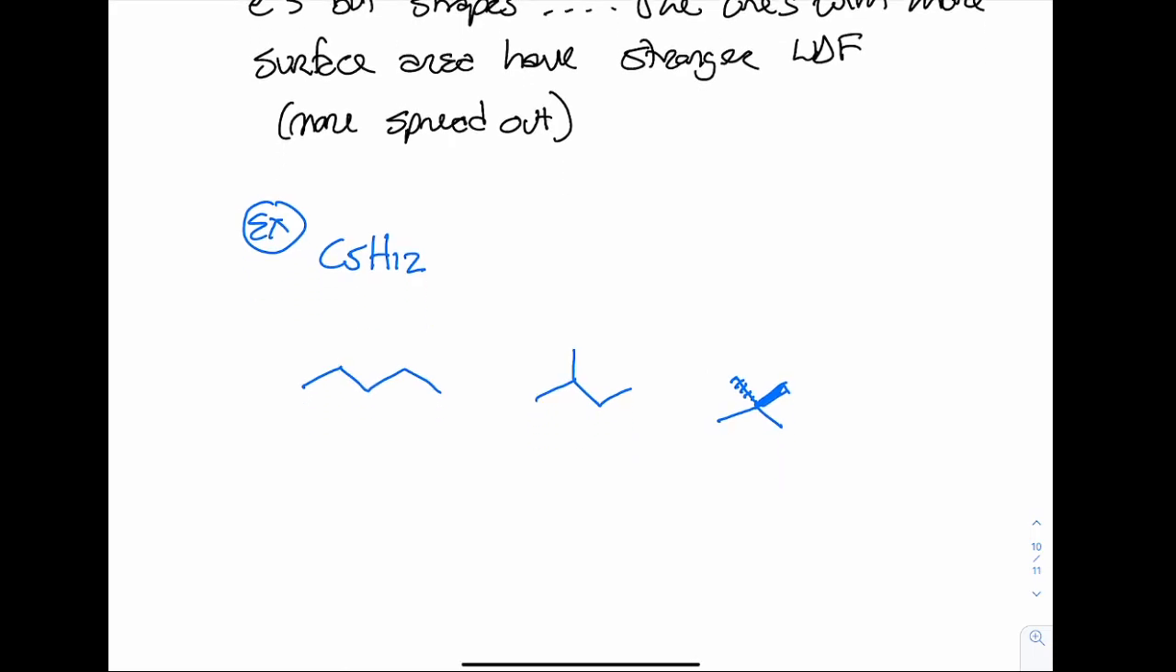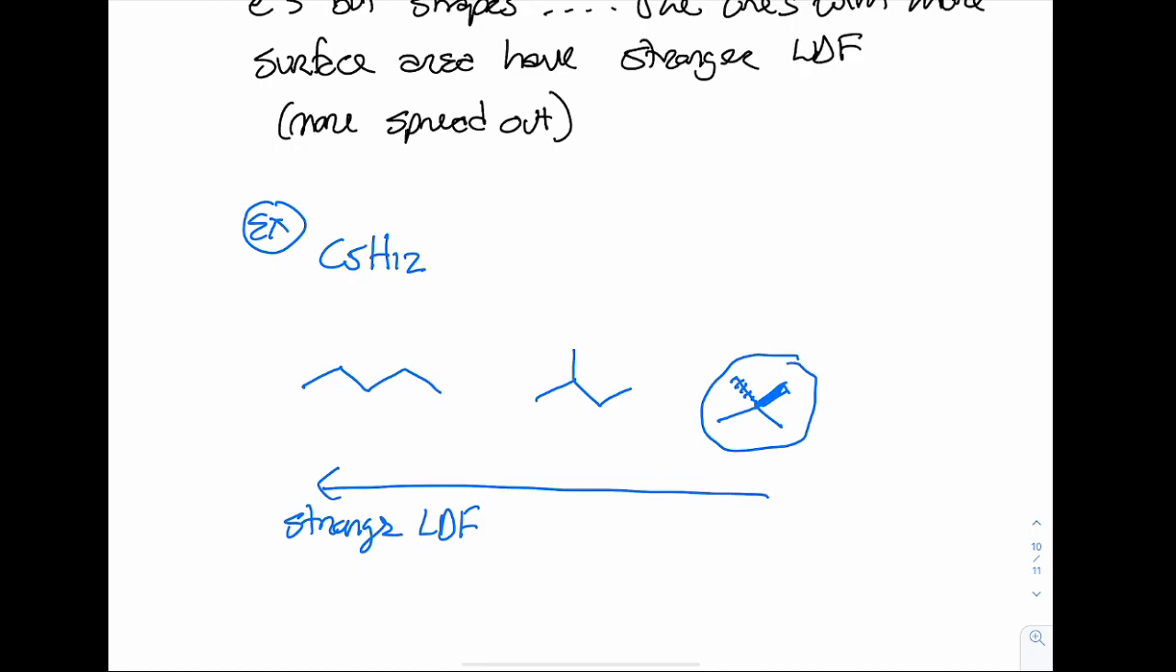And as I go in this direction, these are going to have stronger London dispersion forces. They all are C5H12, so I have the same number of electrons. The only difference is the shape. So the straight chain one is more spread out. This is almost kind of like a little ball. If you were to build a model of it and put all the hydrogens on it, it's almost kind of sphere-like once you put it on there.